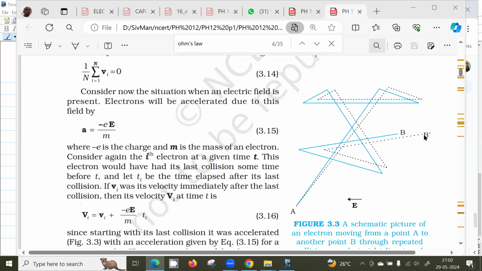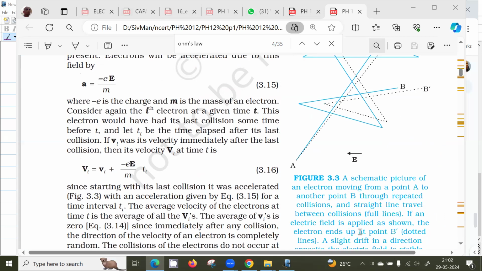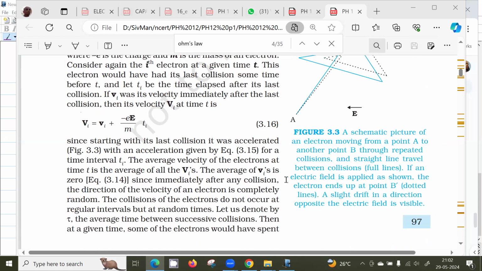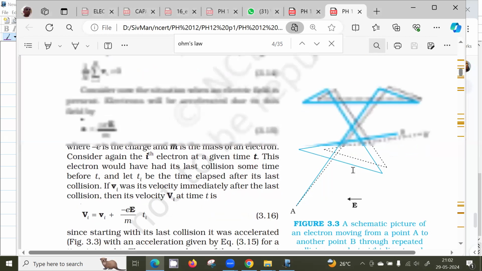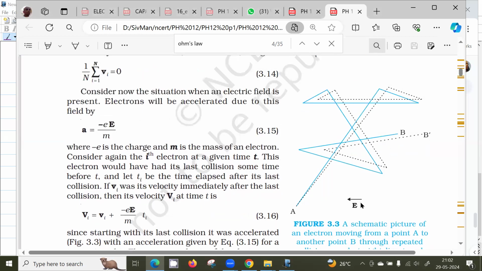So B prime is because the electric field is present. If an electric field is applied as shown, the electron moves in the direction opposite to the electric field. If the electric field is towards the left, the electron will move towards the right. If the electric field is not there, the electron will follow this blue line and end up at B. Because of the electric field, it follows the dotted line, so it lands at B prime. So this displacement B to B prime is the drift motion.